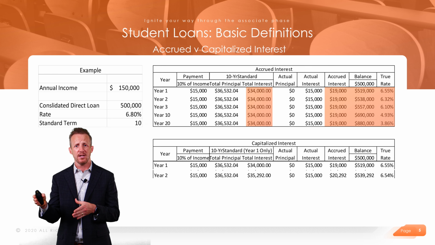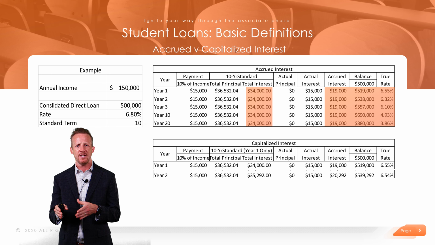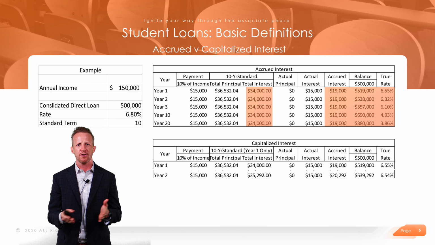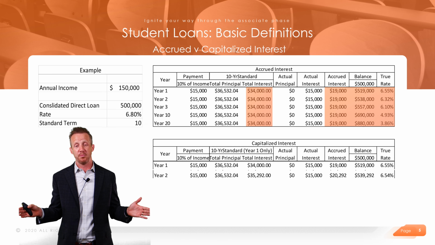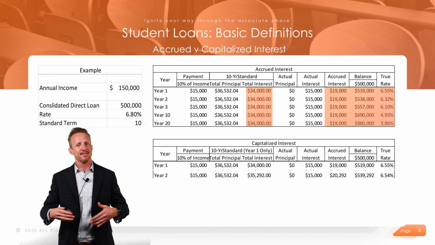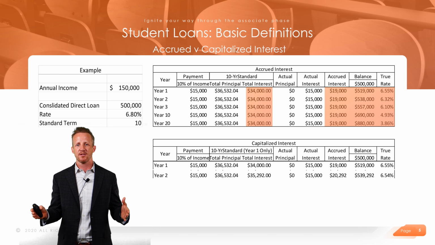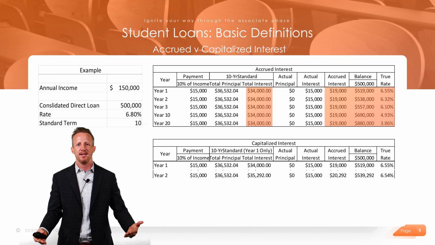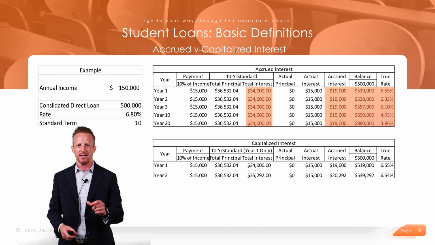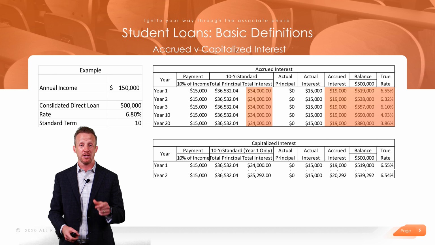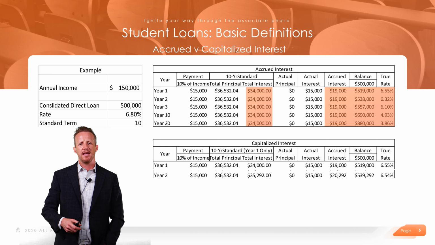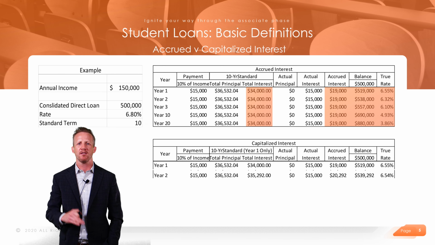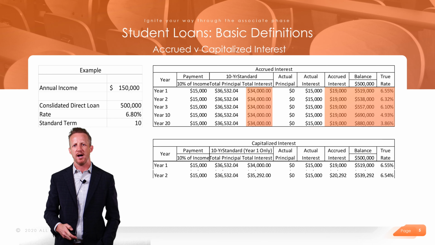It's not applied to $500,000, it's applied to $519,000. And so therefore, the amount of interest went up from $34,000 to $35,292. All the while, you're still paying $15,000. That's 10% of your annual income. So the amount of pain you experience from paying doesn't change, but the amount of pain you experience from logging in to studentaid.gov and looking at your balance, that starts to rise because your balance is now higher after year 2 under the capitalized interest model than it was under the accrued interest model.